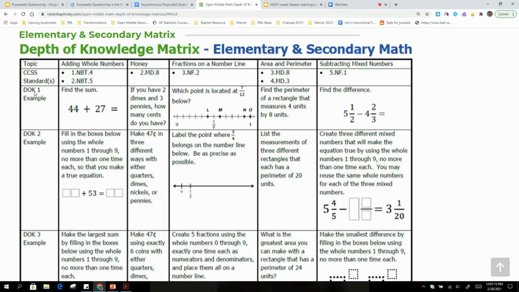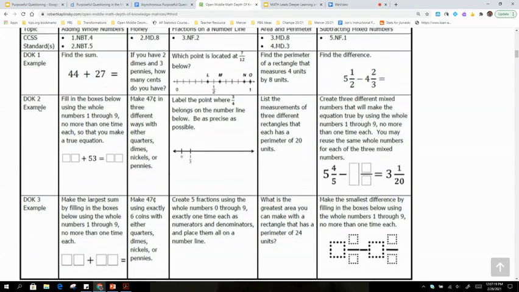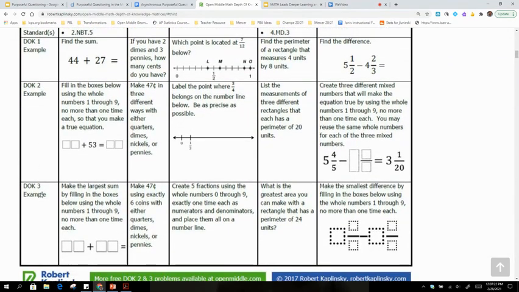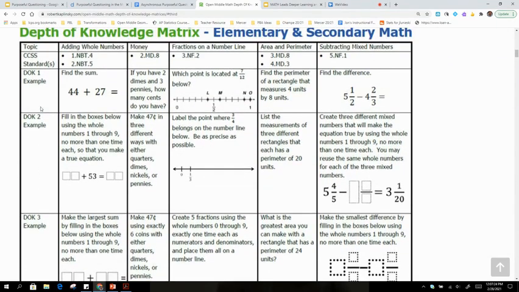DOK is abbreviated for depth of knowledge, and the way that these are organized is there's depth of knowledge 1, 2, and 3. The idea is that students should be able to do depth of knowledge 1 type questions and then eventually graduate into depth of knowledge 2 to get at that deeper learning, and then 3 takes it even a step further.